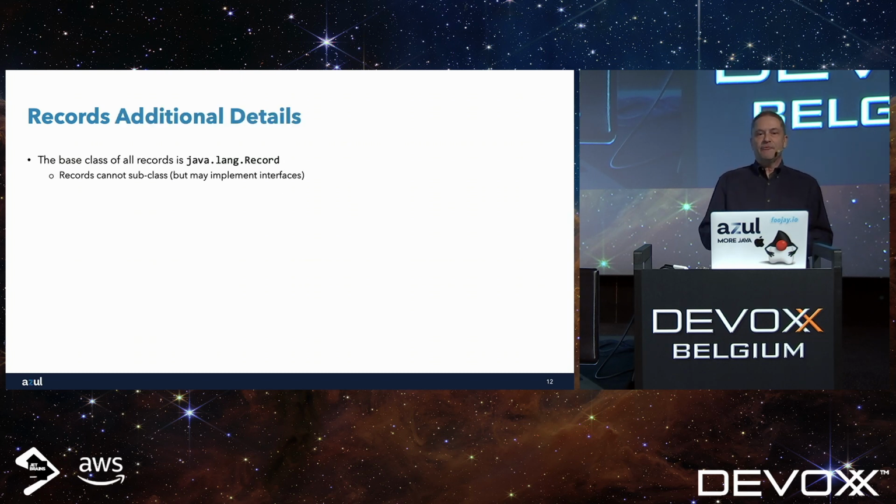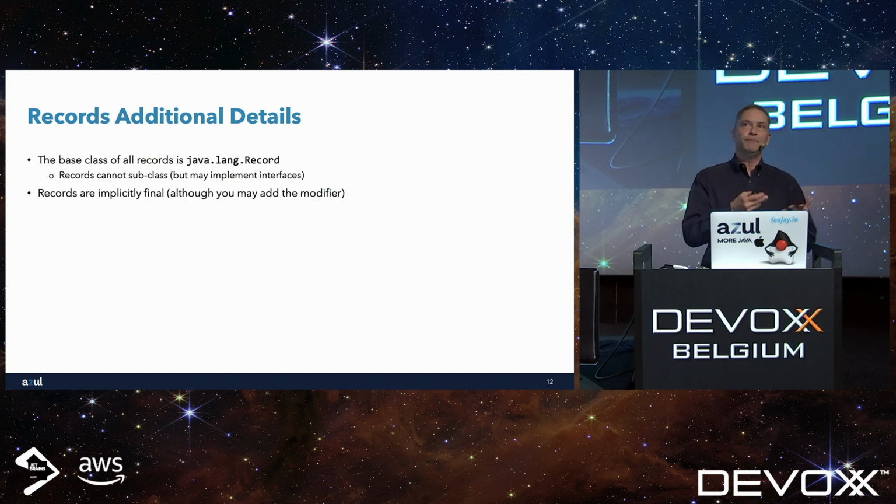A couple of extra details about records. The base class of all records is java.lang.Record, meaning that you cannot subclass a record from another class. Because it's a class, you can implement interfaces, and you can implement as many interfaces with the appropriate methods as you want. That's not an issue. Records are also implicitly final. You can make them final if you want to, but you don't have to. The compiler does that for you. They're also shallowly final in terms of the values that you store in them. So all references are final, but obviously the things that you refer to may not be final.